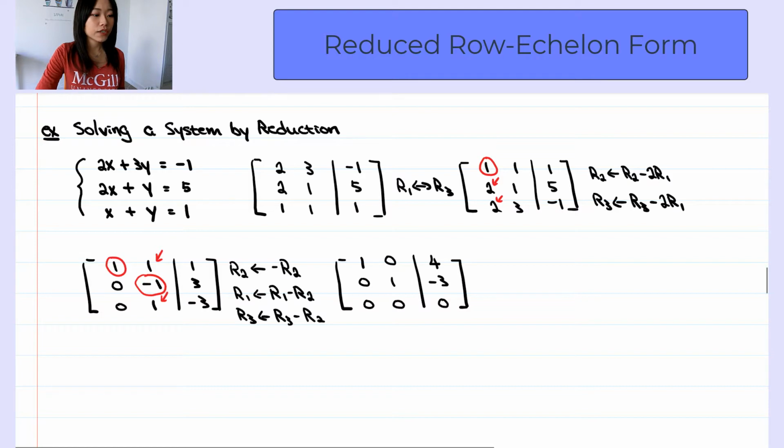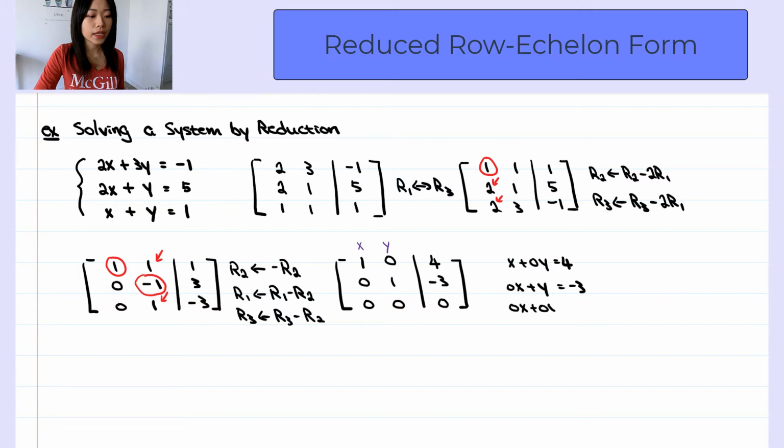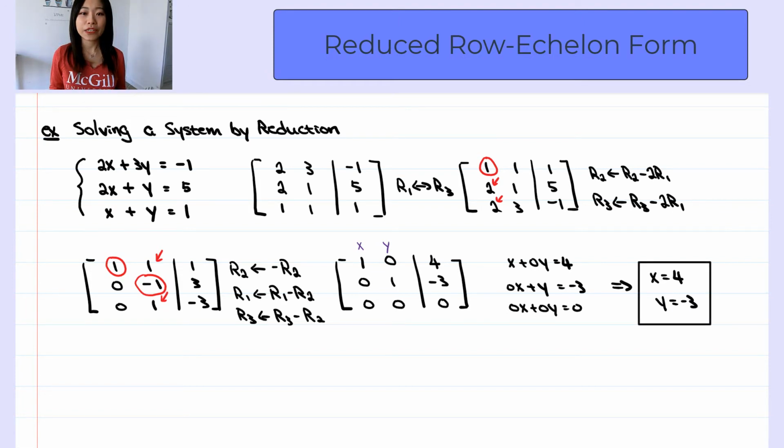And remember that in matrix form, the columns represent the variables. The first column is for x, the second column is for y. So the first row tells us that x plus 0y equals 4. Second row tells us 0x plus y equals negative 3. And the third row is 0x plus 0y equals 0. So now we get the solution. Solution is x equals 4 and y equals negative 3. So that is how reducing a matrix can help us to solve a system.